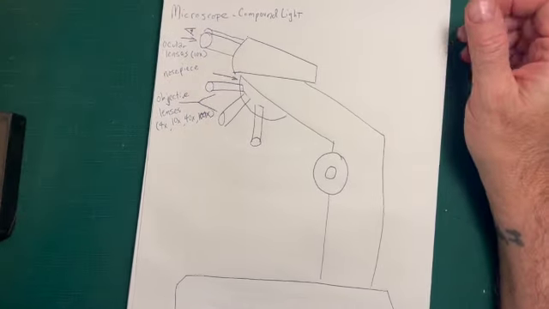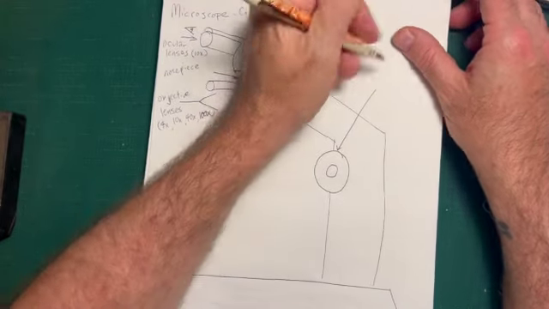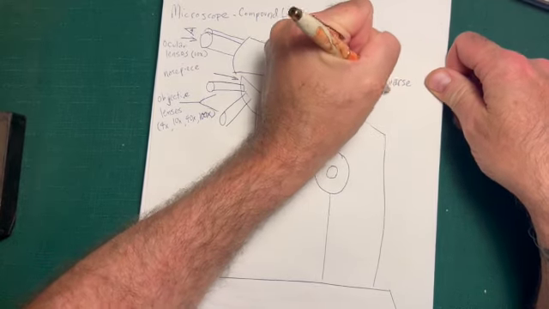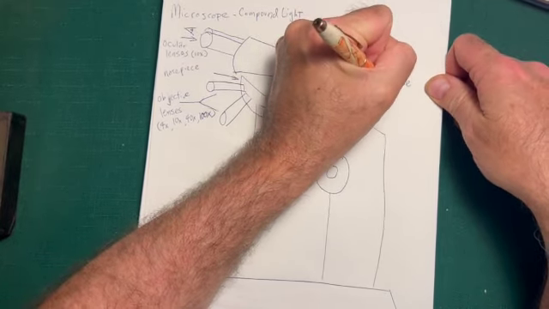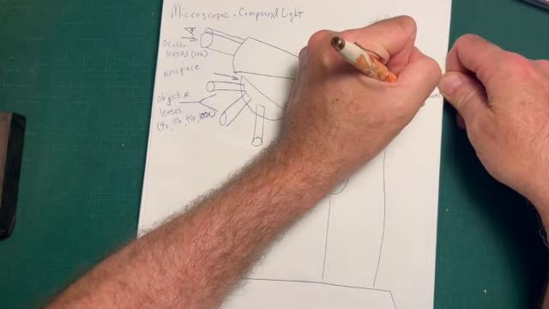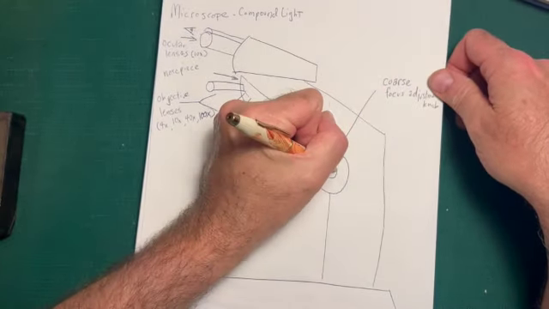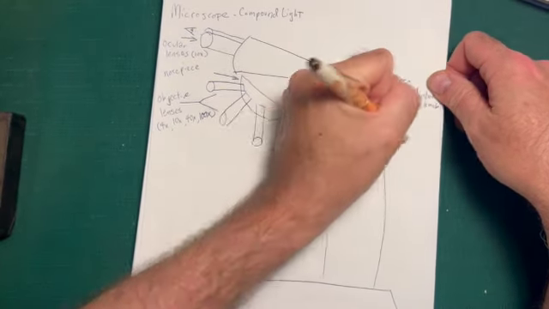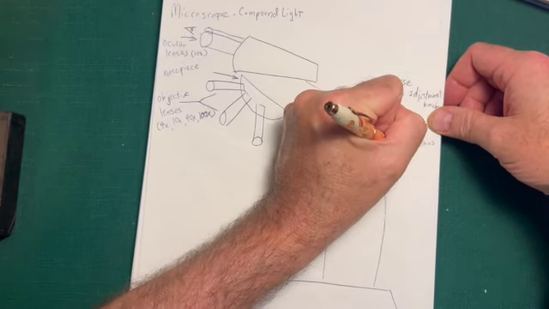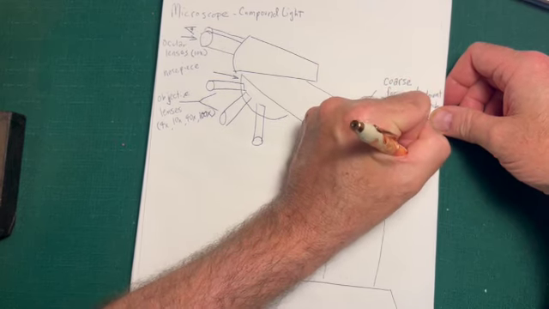Okay, so other things that I have on here already. We've got these two knobs here. This knob here is going to be our coarse focus adjustment knob. And the other button that's kind of nested inside there typically is going to be our fine focus adjustment knob.